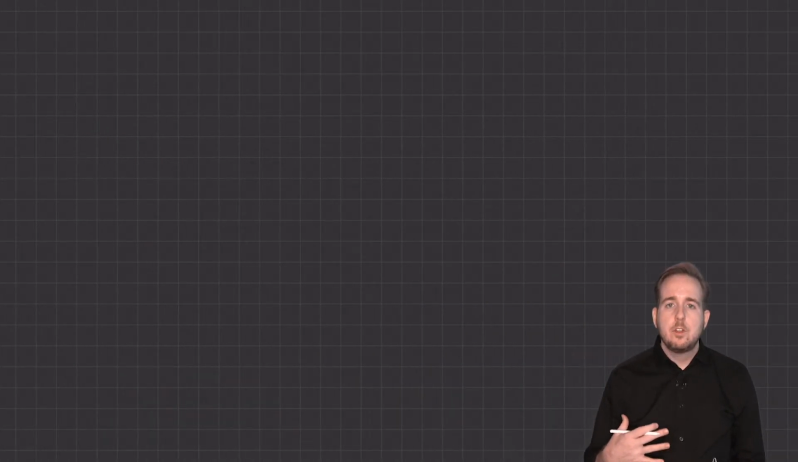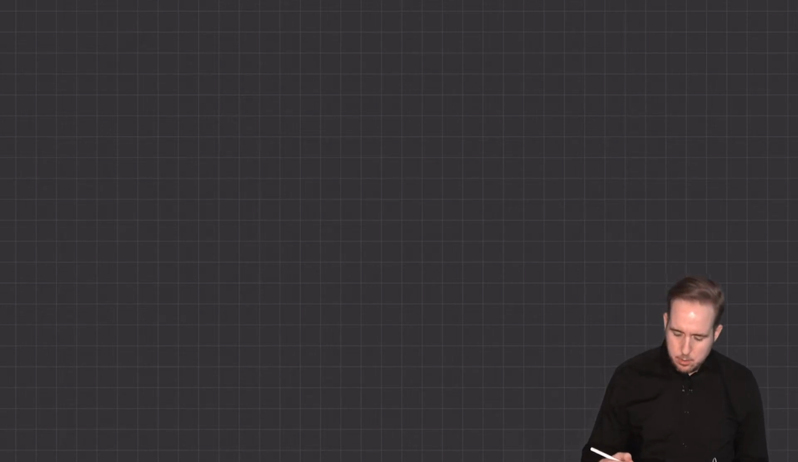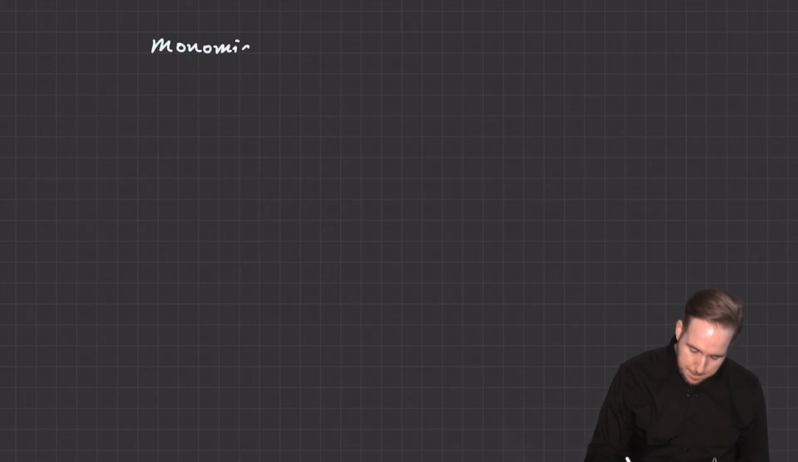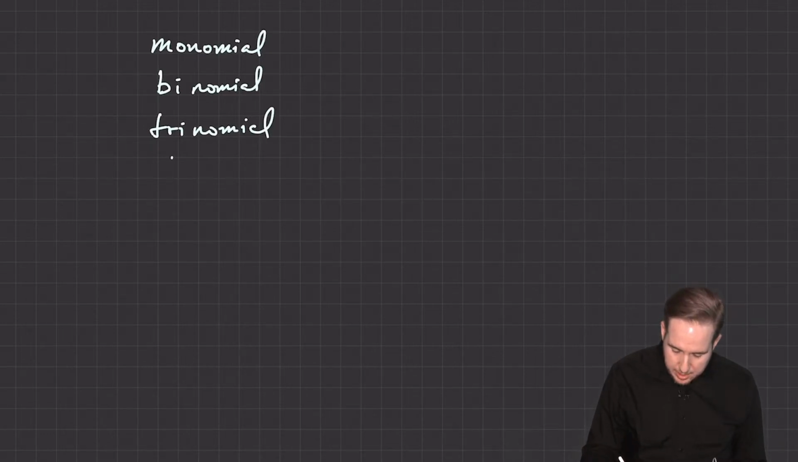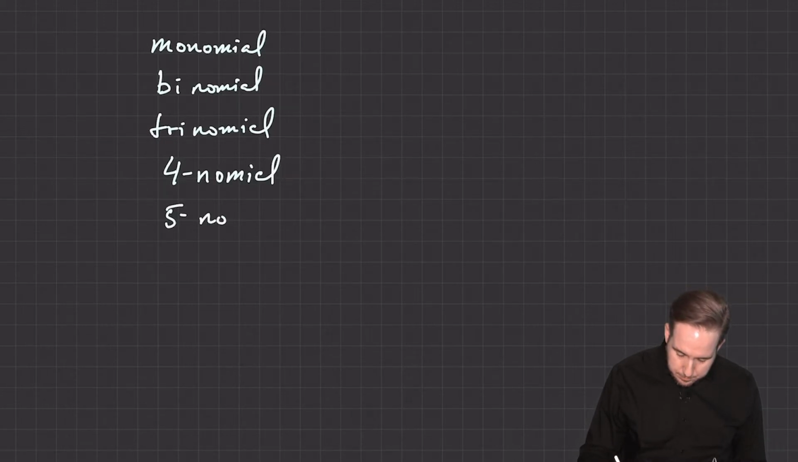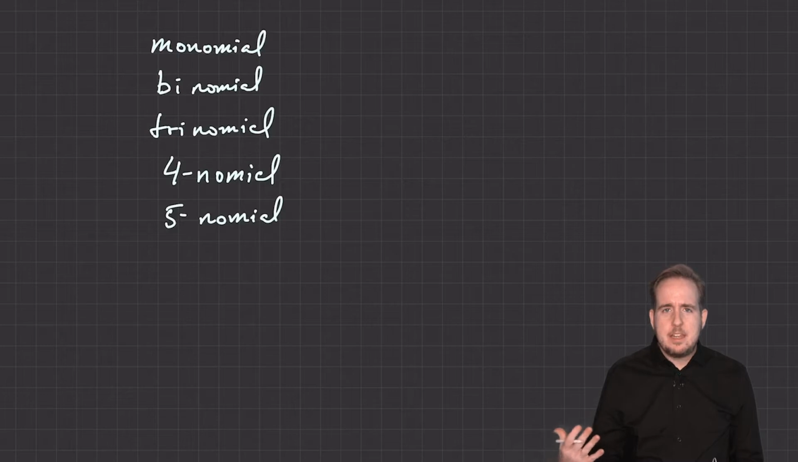Now, once we run out of mono, bi, and tri, the extra prefixes are a little obscure. Nobody really knows them. So I would have monomial, binomial, trinomial, and after that, I would just give up on the English and say a 4-nomial and a 5-nomial. We don't have words that go all the way up, and even if we did, I'm sure they're out there somewhere, they're not worth memorizing.